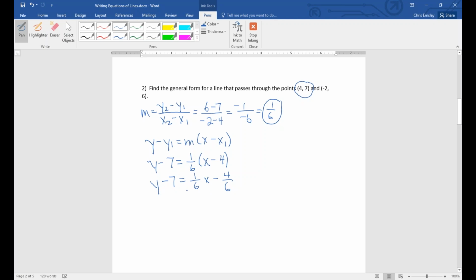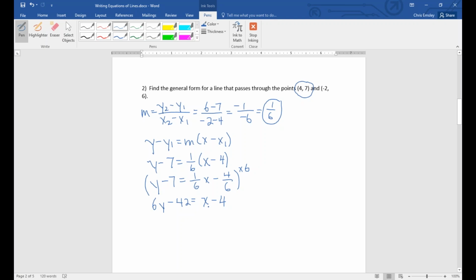And then general form, usually we don't have any fractions, so I want to get rid of those fractions. I'm going to do that by multiplying the entire equation by 6, both sides, every term. So we get 6y minus 42 equals, here the 1/6 times 6 cancels, and we just have x. 4/6, the denominator cancels, and we just get the minus 4.